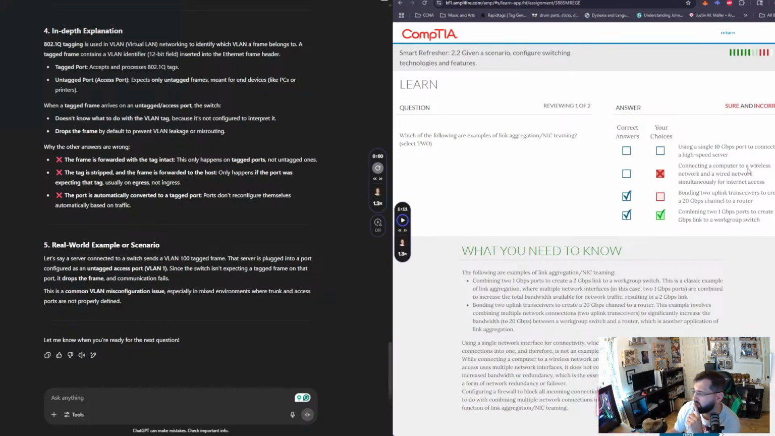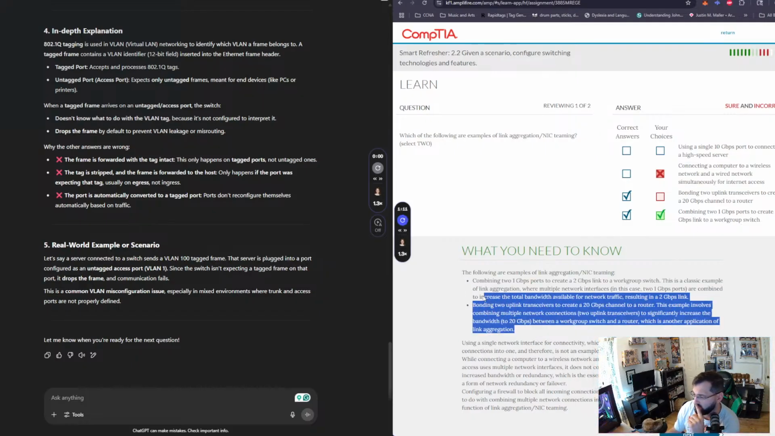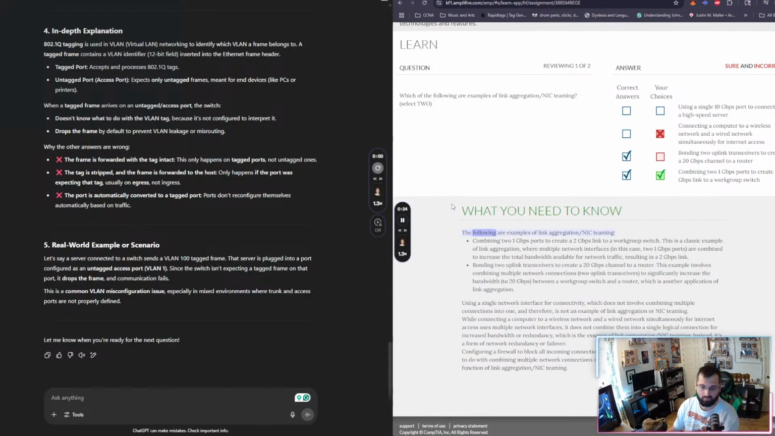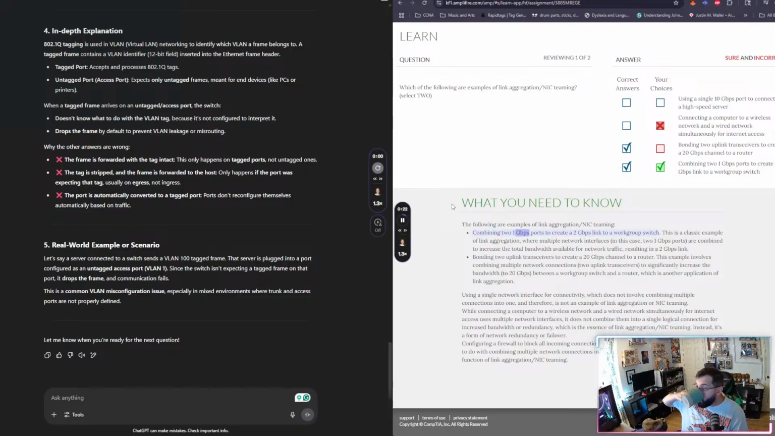Connecting a computer to a wireless network and a wired network simultaneously. That makes sense because that's what a NIC is. I should have picked that. The following are examples of link aggregation, NIC teaming. Combining two 1 gigabit per second ports to create a 2 gigabit per second link to a workgroup switch. This is a classic example of link aggregation, where multiple network interfaces, in this case two 1 gigabit per second ports, are combined to increase the total bandwidth available, resulting in a 2 gigabit per second link.